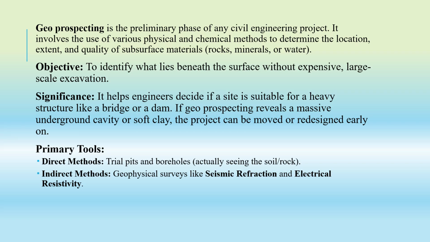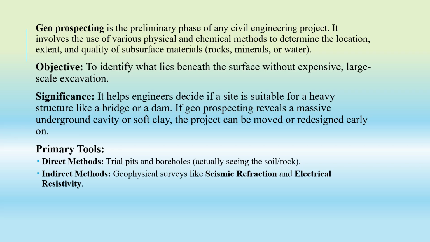So what are the tools? We have two types of methods. One involves direct methods, that is, we can see the soil and the rock in it. Another is the indirect method, where without touching or excavating anything, we can do the investigation. The direct method involves trial pits and boreholes. Indirect methods involve seismic refraction or electrical resistivity, to say in two or three words.